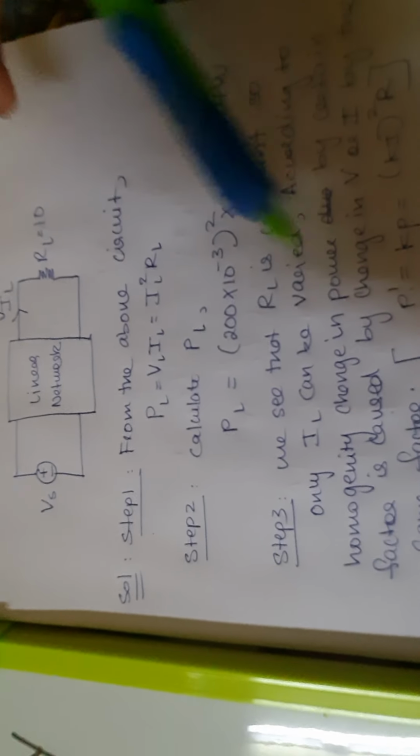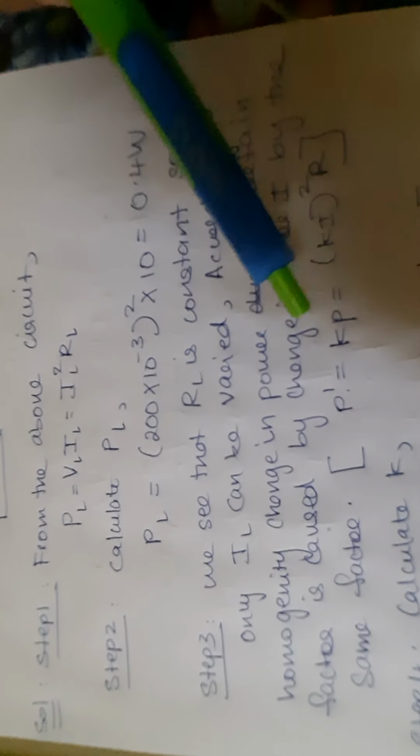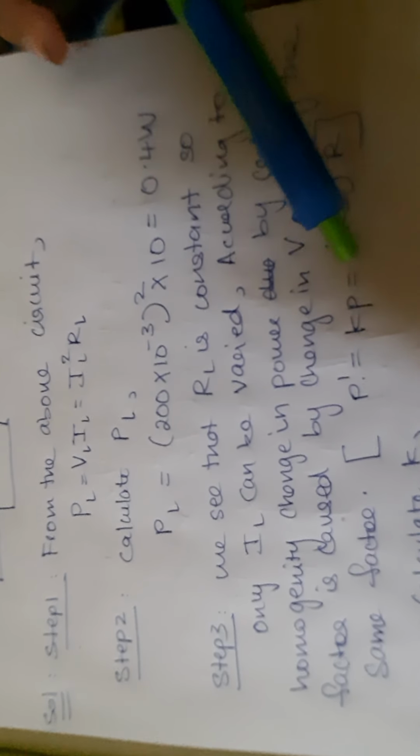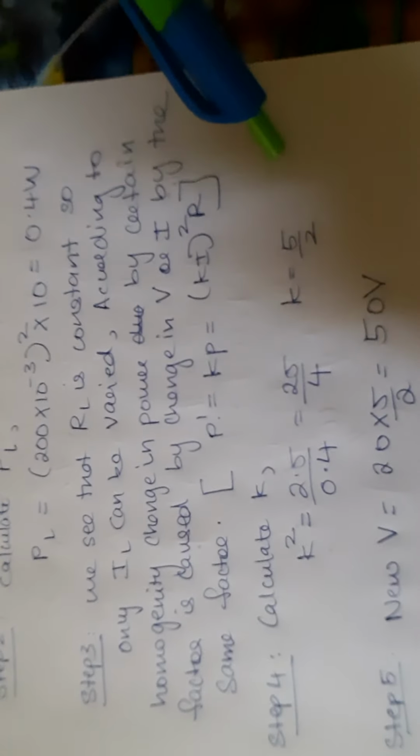Change in power is caused by a certain factor, and with the same factor there is a change in IL. So we find the new power P dash as K, which is some factor into P, and with the same factor K there is a change in I. So K into I the whole square R. Now K value we find, which is 5/2.